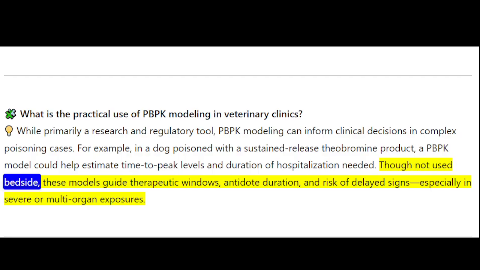Though not used bedside, these models guide therapeutic windows, antidote duration, and risk of delayed signs, especially in severe or multi-organ exposures.